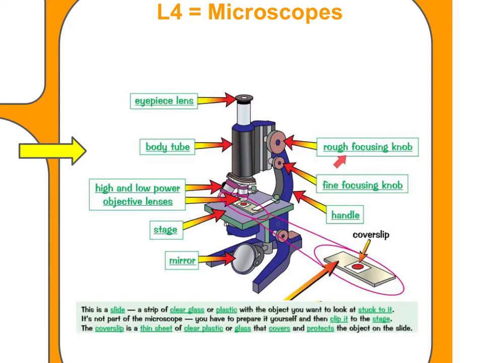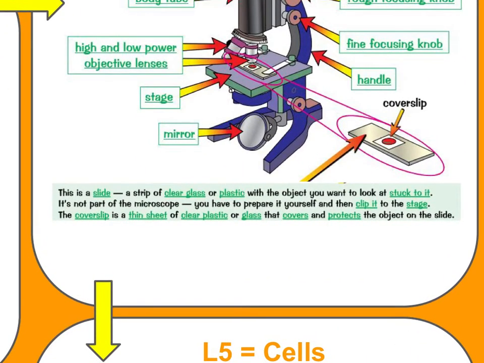We've got the fine focus and the rough focus. The rough focus is the knob that you will turn to get some sort of image, and then you'll sharpen the image by using the fine focus. There's often different lenses as well. So we've got a high and low power lens here. These are called the objective lenses. You also need to know how to prepare a slide. And we'll do that using a cover slip.